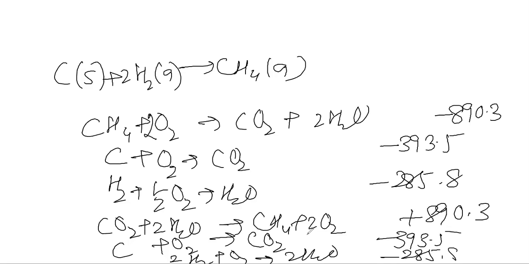285.8 into 2. So whenever you find most of the terms on left and right, they will get cancelled. We are only concerned with CH4, carbon and 2H2. Otherwise, the O2 terms will get cancelled, and carbon dioxide will get cancelled. Now you sum them up. That will be the result. It will come out to minus 74.8 kilojoules per mole. If you have written plus, in that case, I have not given the marks. Okay. So this is all about this.